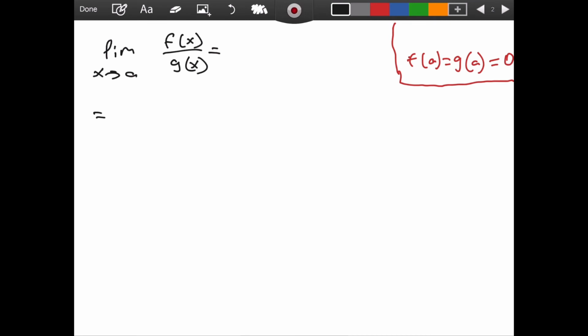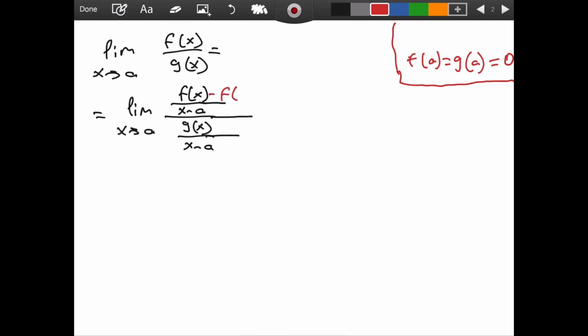So we have this, and I can divide the numerator and the denominator by the same number. This will not change the value of our expression. So I will write the limit one more time, and I want to divide by x minus a. I will divide the top by x minus a and the bottom by x minus a. Alright? And now, at this point, I will make an interesting substitution. I will say I want to subtract f of a from the top and g of a from the bottom.